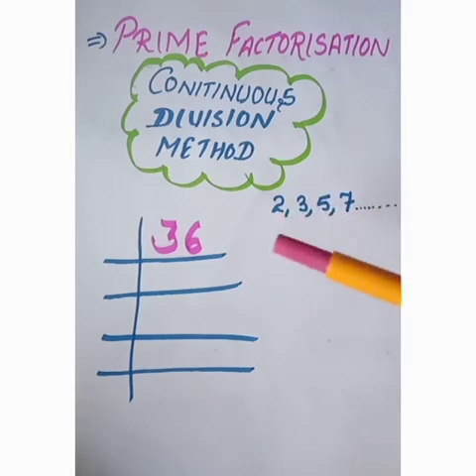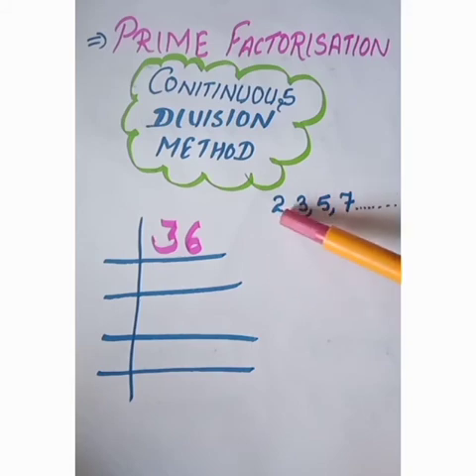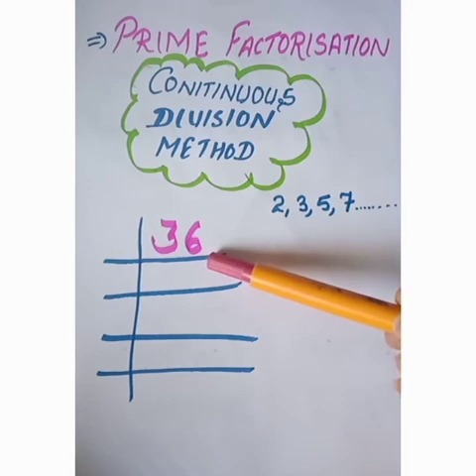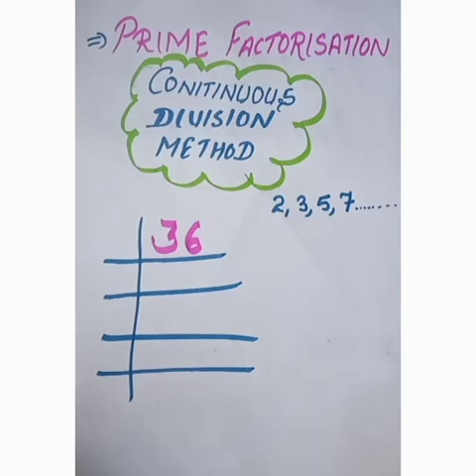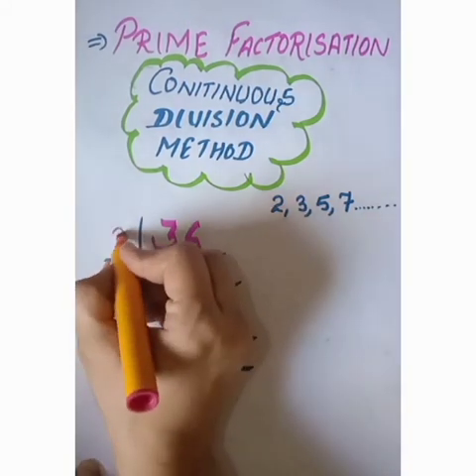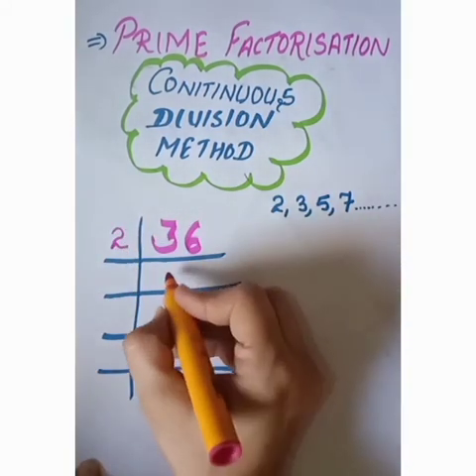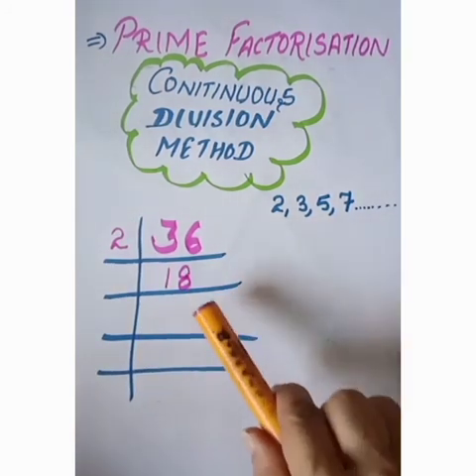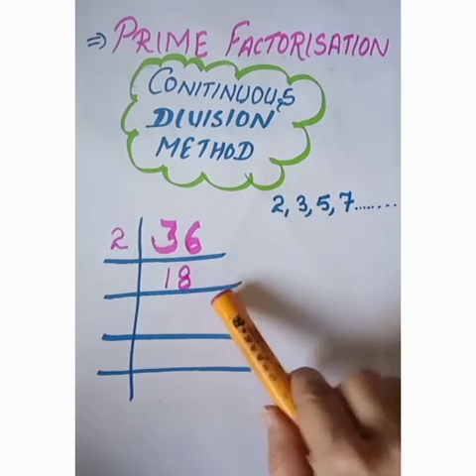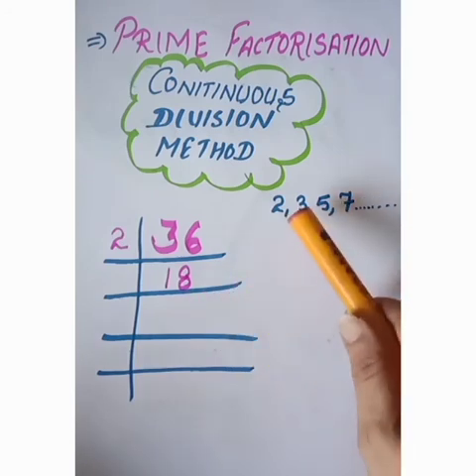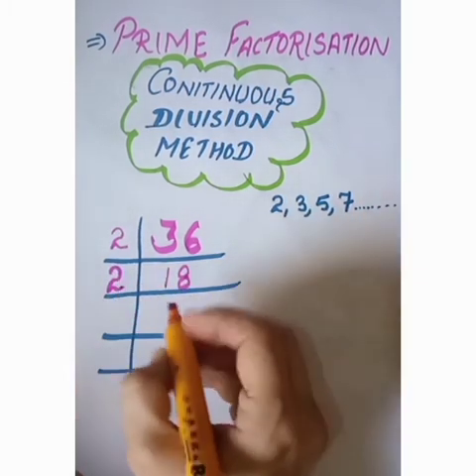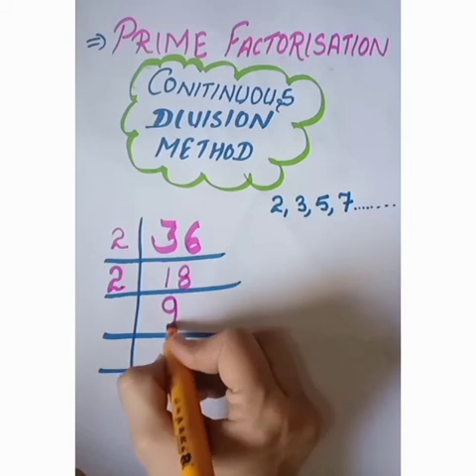So firstly we have to take the smallest prime number, that is 2. Is 36 divisible by 2 or not? Yes, it will be divisible as it is an even number. So we'll divide 36 by 2, and we get the answer 18. Now see, we got 18 over here. Again 18 is an even number, so again we can divide 18 by 2, and we get the result 9.